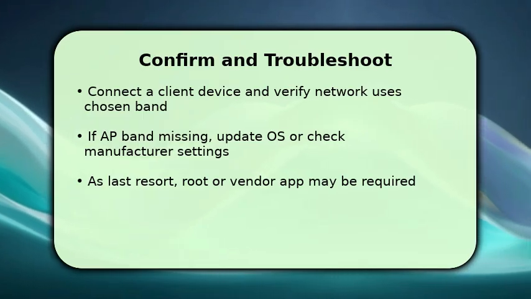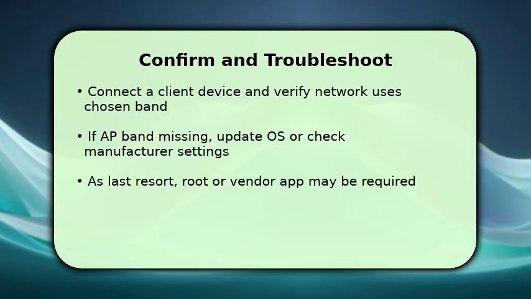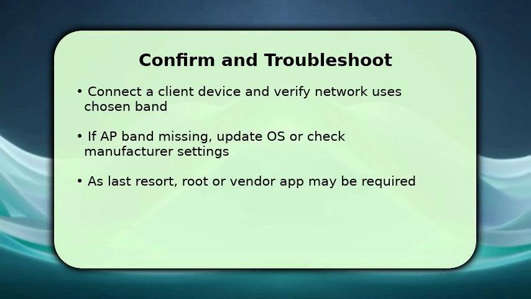If still unavailable, the only other routes require elevated access like root or a vendor diagnostic app, which have risks. If clients fail to connect, toggle Wi-Fi on both ends and reboot the phone to clear the radio state.